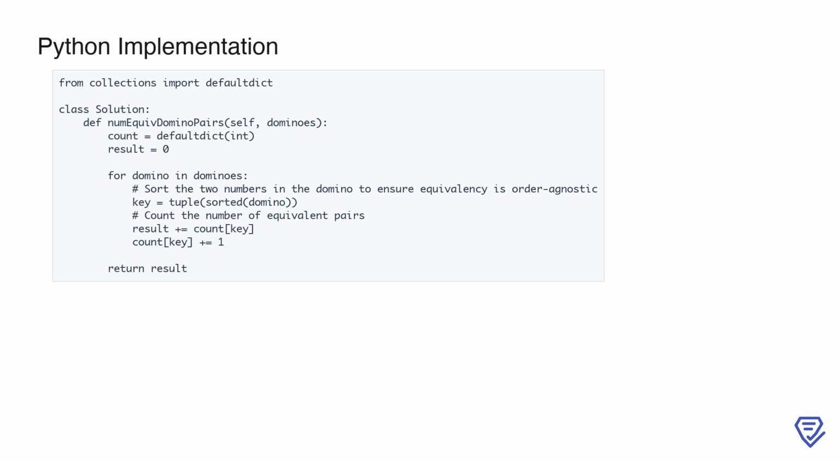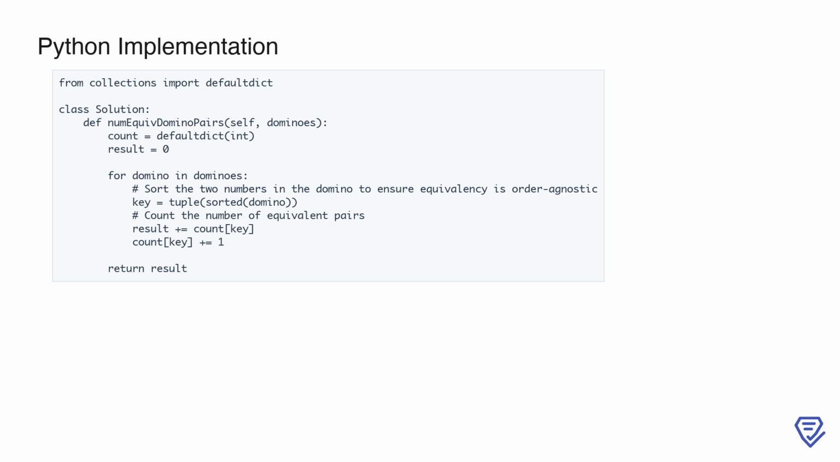4. Iterating through each domino, we sort the numbers in the domino to ensure they are order agnostic. For example, 2,1 and 1,2 will both be represented as 1,2. We use this sorted tuple as a key in our count dictionary. 5. Counting equivalent pairs. For each domino, the number of equivalent pairs it can form is equal to the current count of the same key in the dictionary. We add this count to the result variable. 6. Updating the frequency. After updating the result, we increment the count for the current key by 1. 7. Returning the result. Finally, we return the result, which represents the total number of equivalent domino pairs.